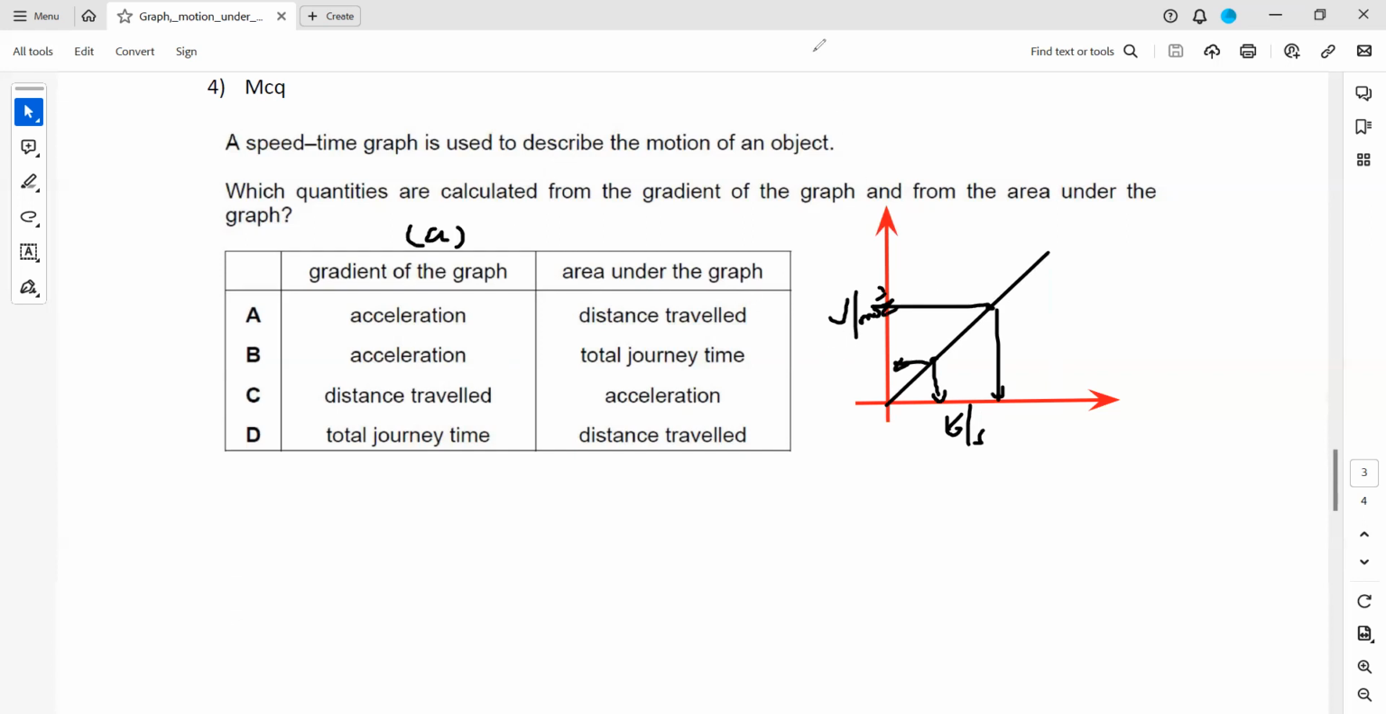And if you want to calculate the distance traveled, if we take the area under the graph, the area under the graph will give us how much distance is traveled. So the distance traveled is given by the area under the graph, and the gradient represents the acceleration.